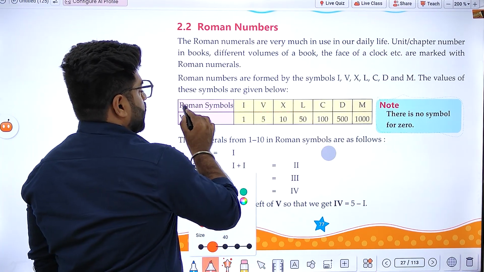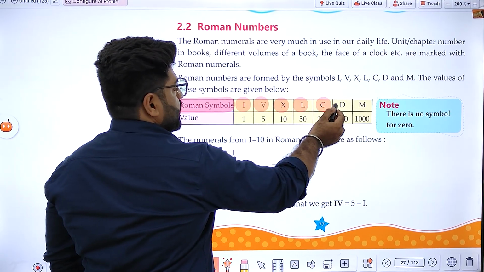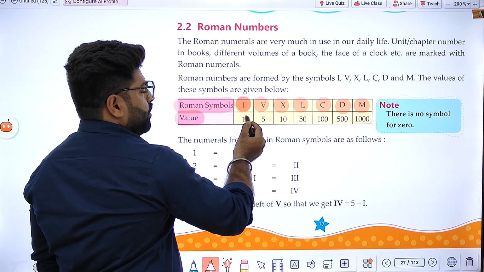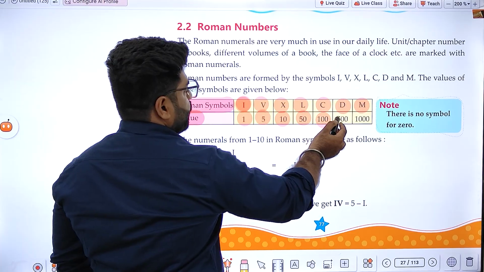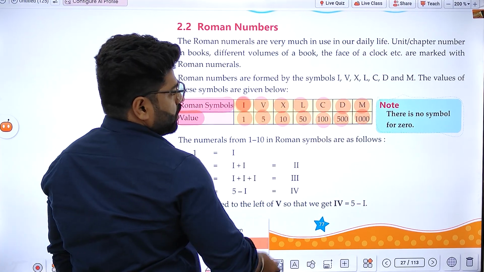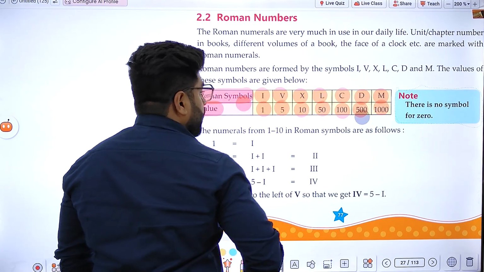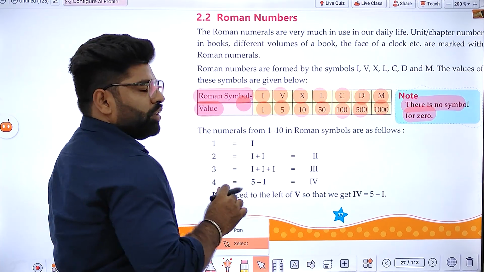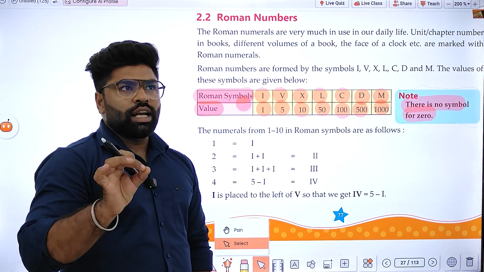So here we are having the Roman symbols I, V, X, L, C, D, M. And here we are having some values for them. For I, we are having 1, V for 5, X for 10, L for 50, C for 100, D for 500, and M for 1000. So there is no symbol for 0 in Roman numerals. Clear? So now we know the value of Roman symbols, but we can't just write the number from them.